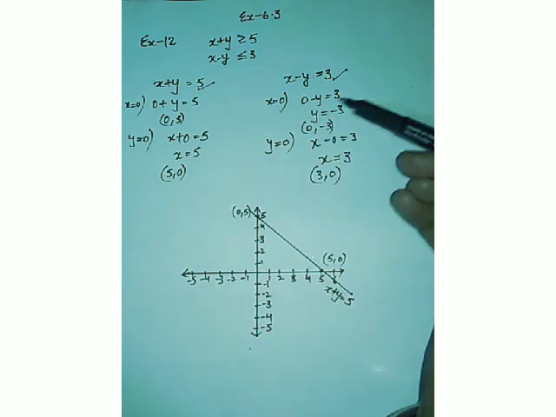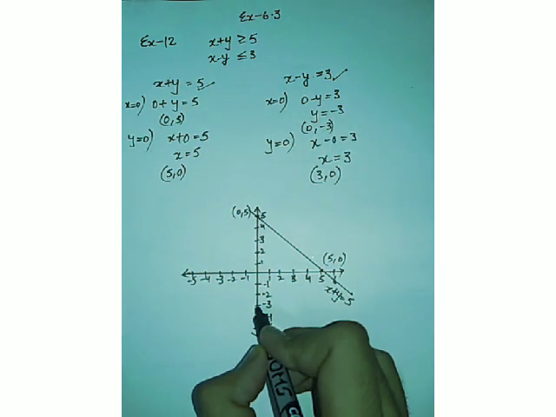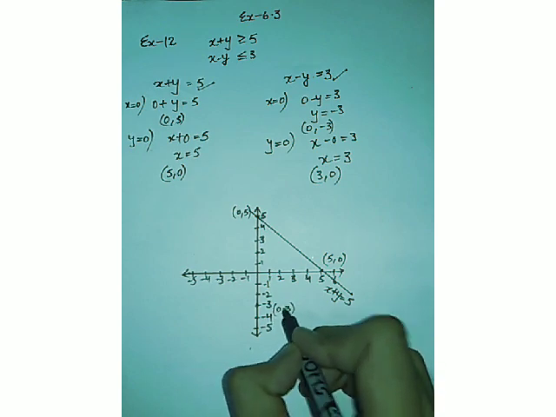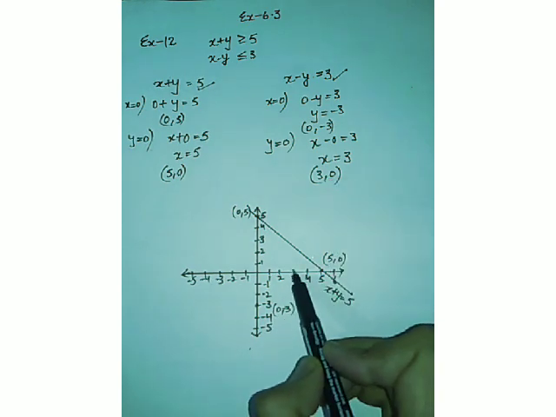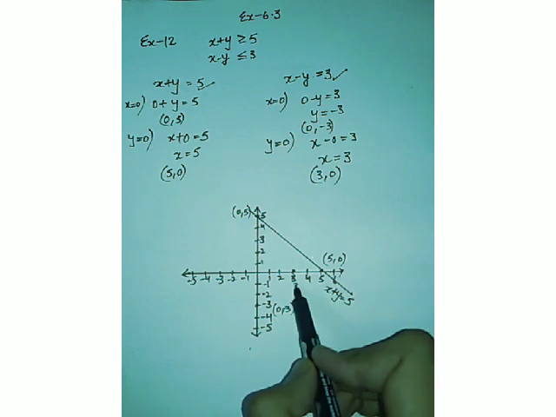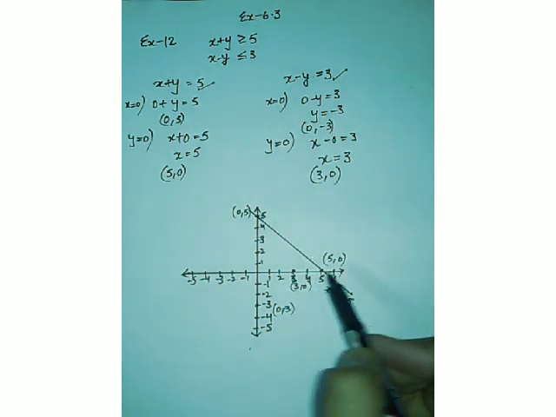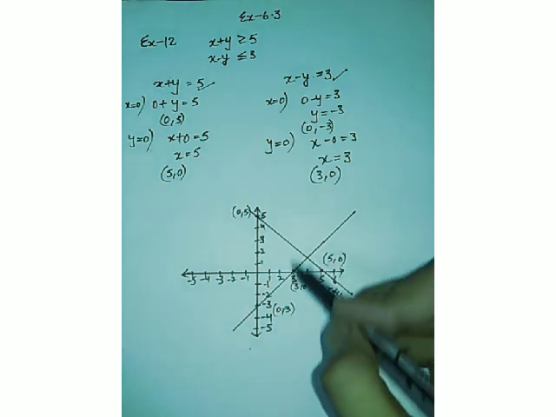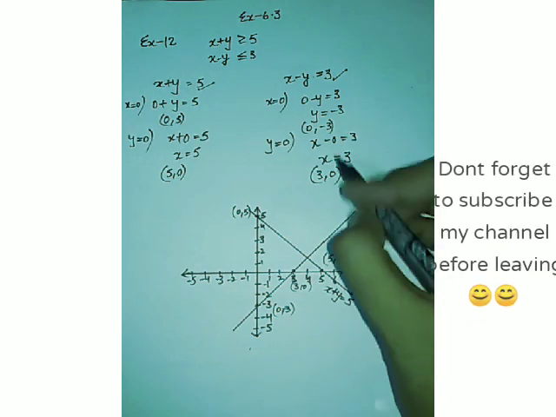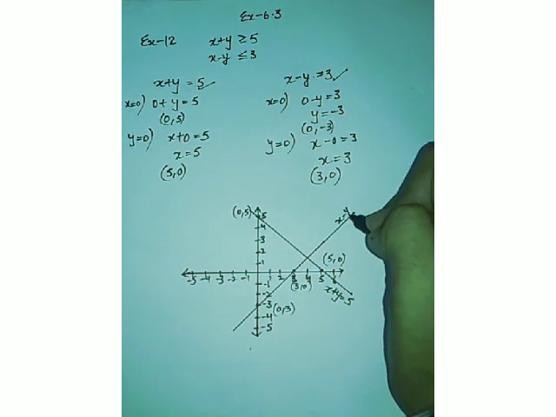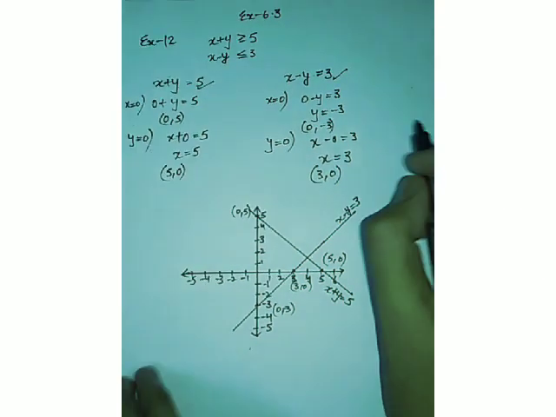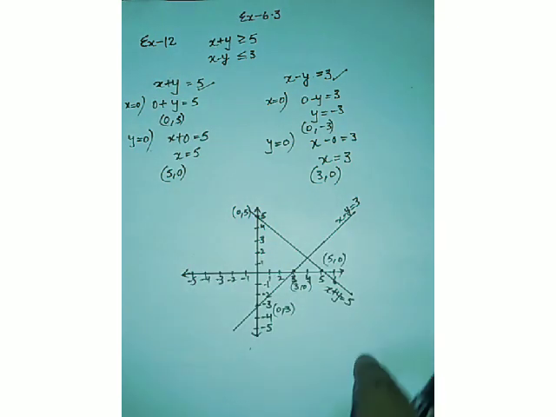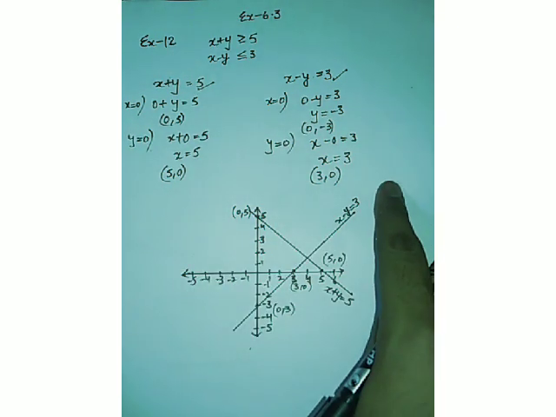Now plot the remaining 2 points, (0, -3). That is here only. Second one is (3, 0), here only. We'll again join these 2 points as well. We've got another line, so this line is x minus y equals 3. So don't forget to write the equations of the lines on the graph as well. Alright, now we have drawn the graph, we have solved the linear inequalities graphically.